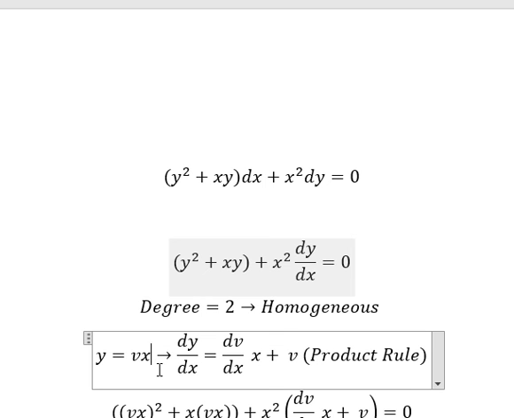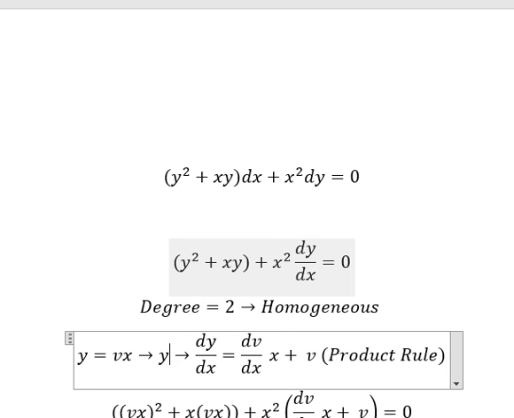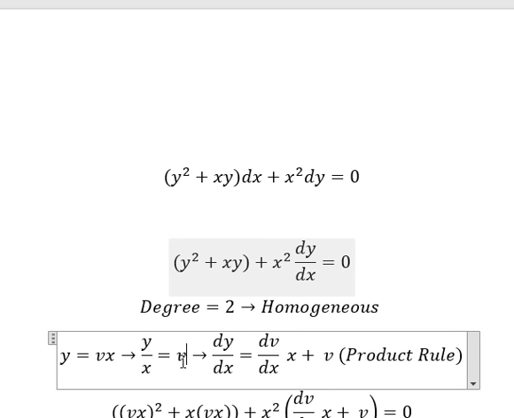So we need to divide both sides by x. And now we need to change v into this one.